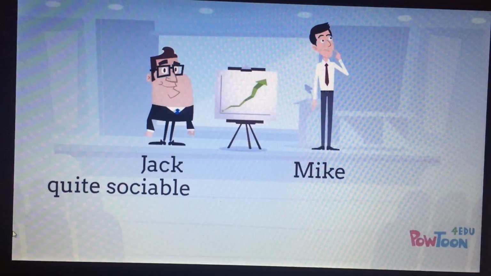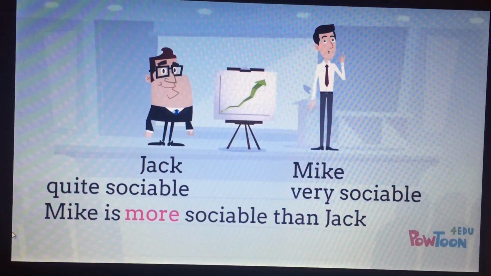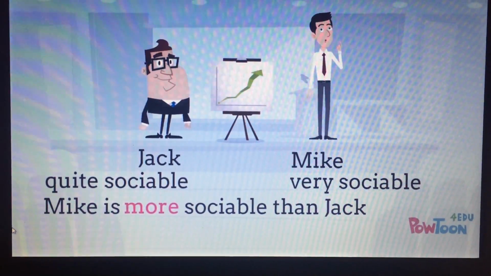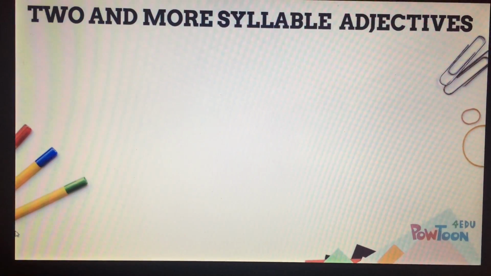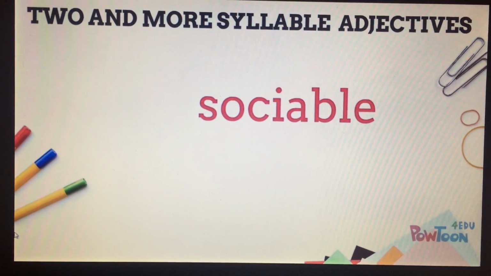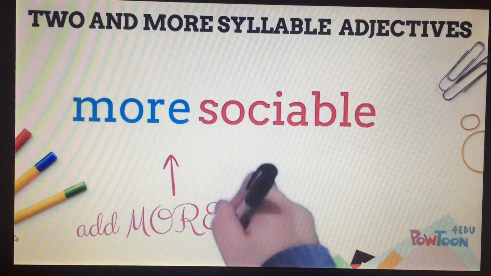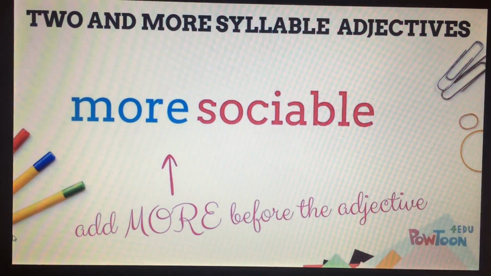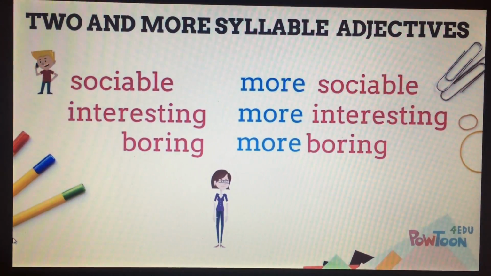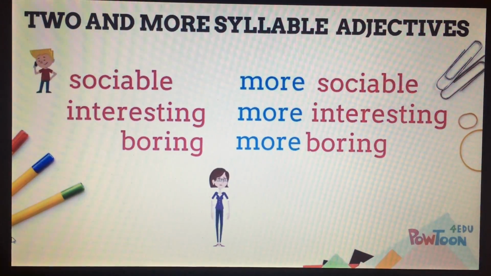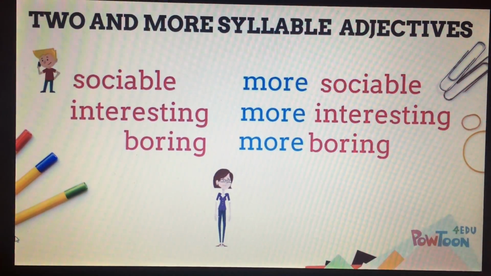Jack is quite sociable. Mike is very sociable. So Mike is more sociable than Jack. If it's a two or more syllable adjective, we need to add the word more before the adjective. Sociable, more sociable. Repeat after me. More sociable, more interesting, more boring.